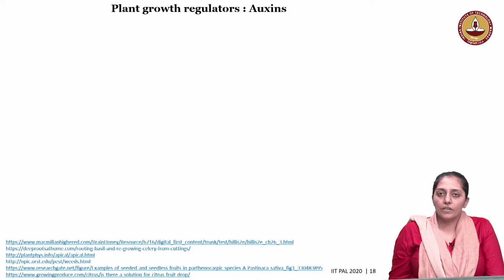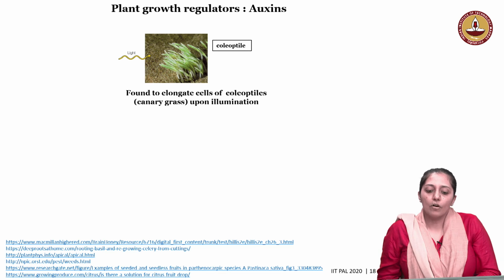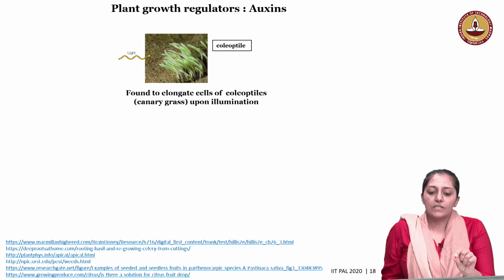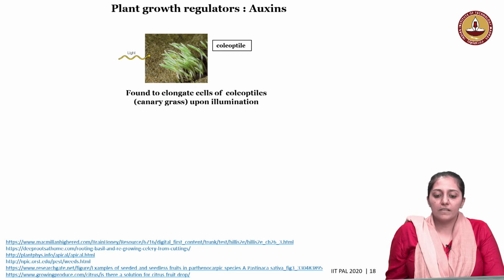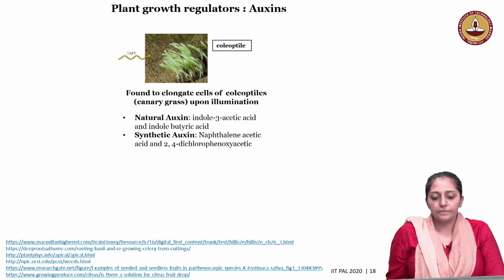So talking about auxins now in a little more detail. There is a picture of a plant which has coleoptile regions, the tip of these plant leaves. It is canary grass which is shown here. Now they are found to elongate the cells of the tip region, which is the coleoptile, upon illumination. So when the light falls on it, one can see these cells elongating.